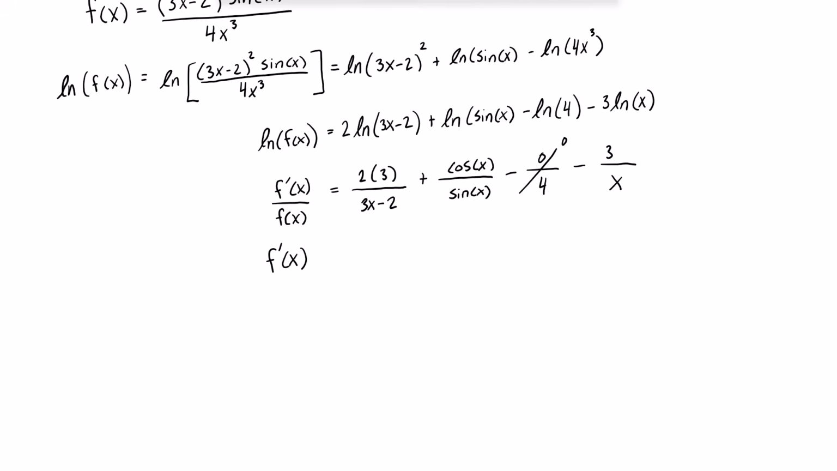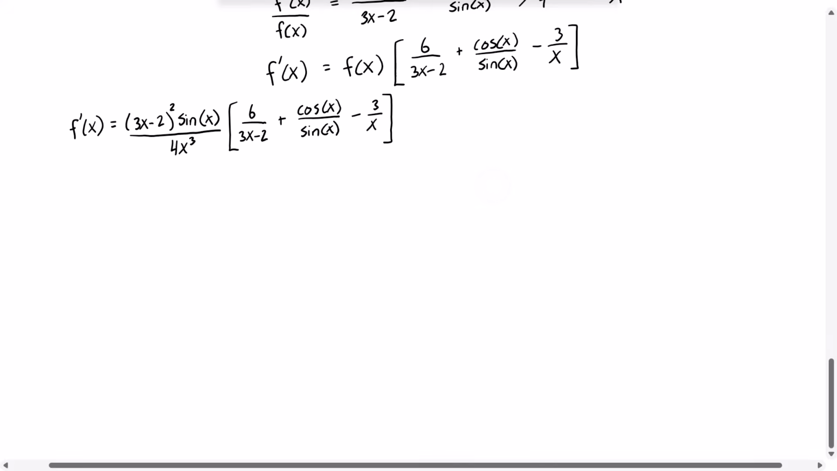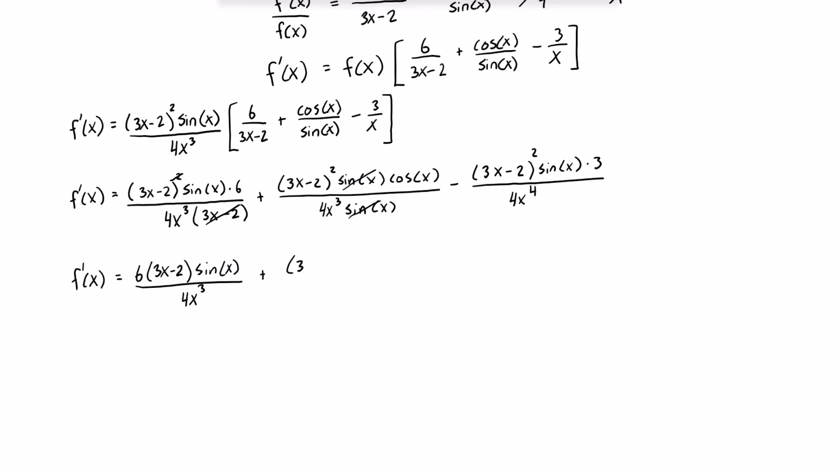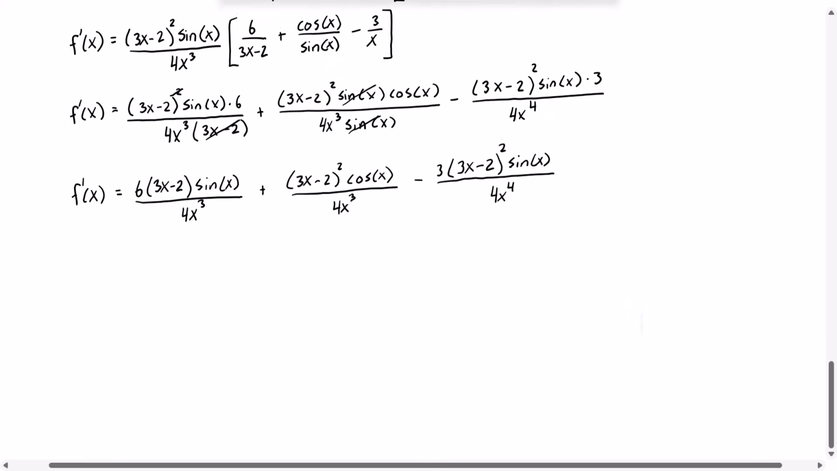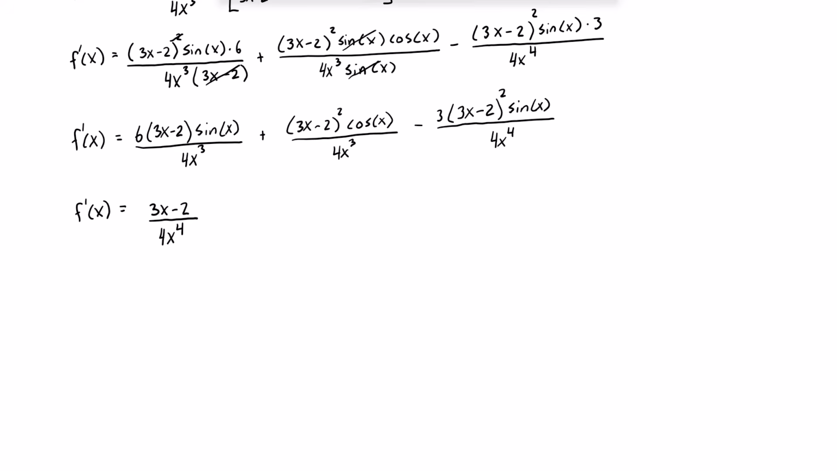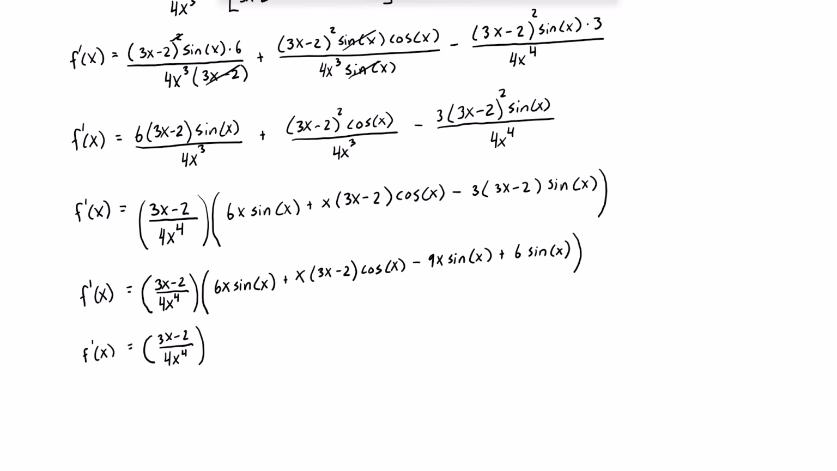So we can multiply both sides of the equation now by f of x to bring it up, and we actually have f of x. That was the original problem, so we're going to expand that out as well. And then we just want to distribute f of x into each of these three terms. So we can just clean this up a little bit, and then all we need to do is pull out a factor of 3x minus 2 over 4x to the power of 4. And with a little more simplification, we are able to find the derivative of f of x.